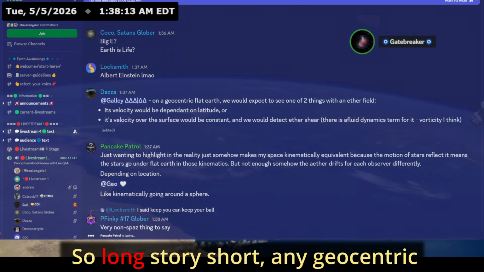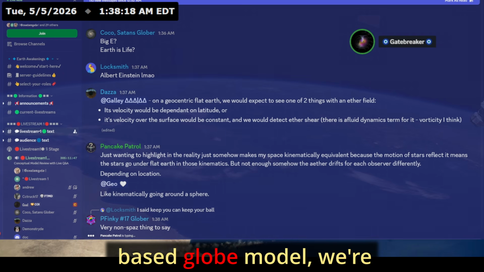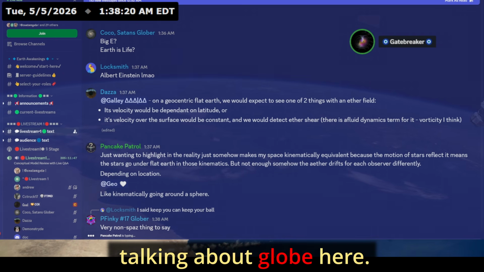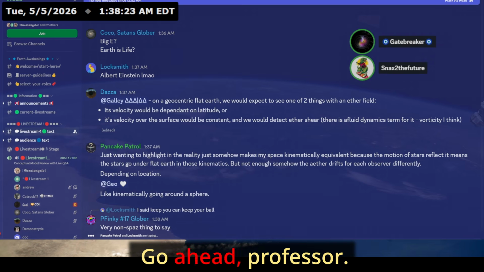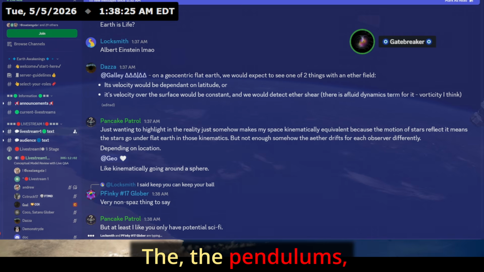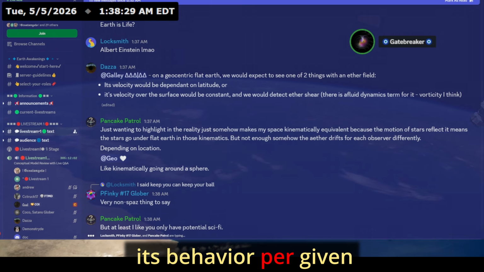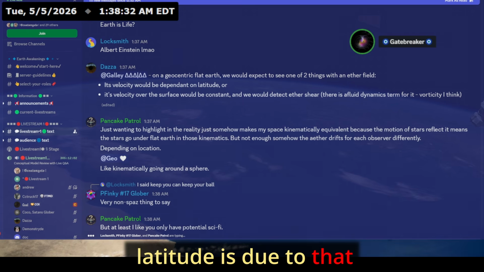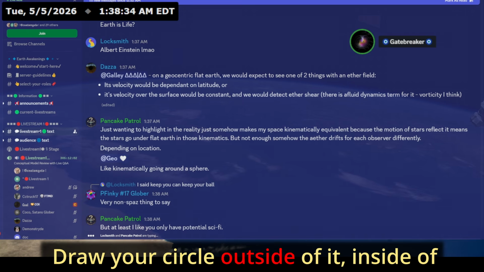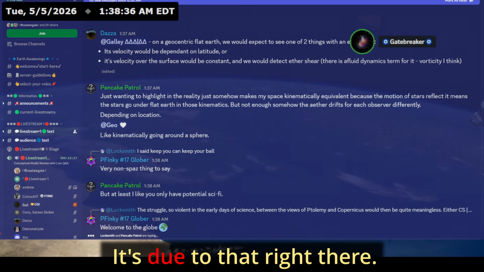Yeah. So, long story short, any geocentric ether-based globe model. We're talking about globe here, so flat earthers don't. Go ahead, Professor. The pendulums, the ring laser gyros, its behavior per given latitude is due to that right there. Draw your circle outside of it, inside of it, whatever you want. It's due to that right there.